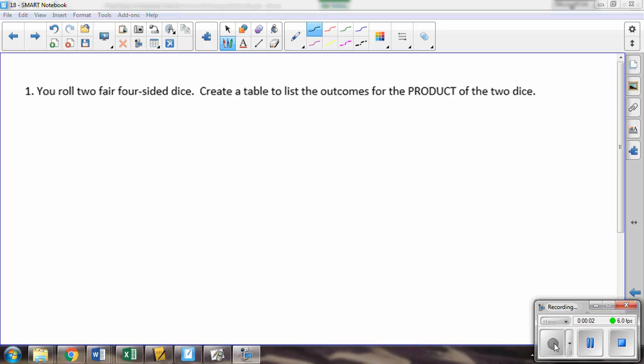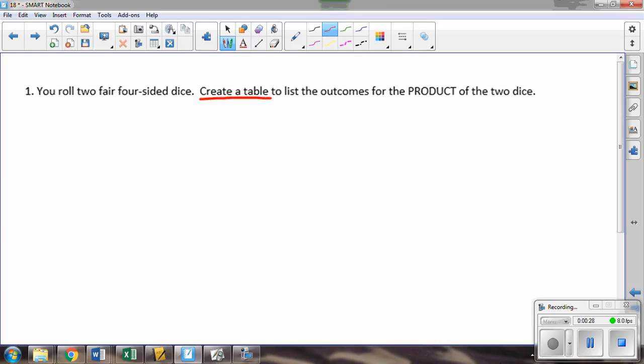Okay, as mentioned, we're just going to do some of the problems from our final. Right, so starting off here with question number 1. You roll 2 4-sided dice. Create a table to list the outcomes for the product of the 2 dice. All right, so of course the main thing that we're being told, create a table.